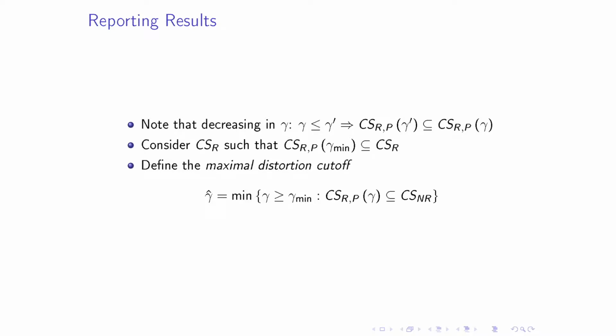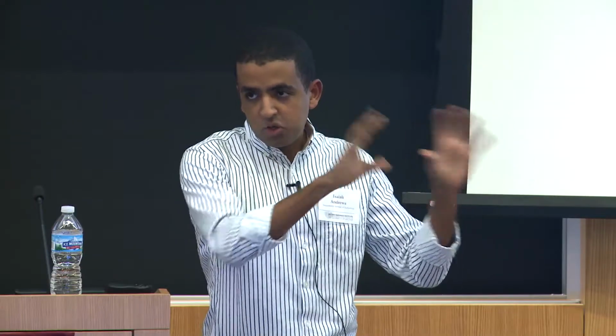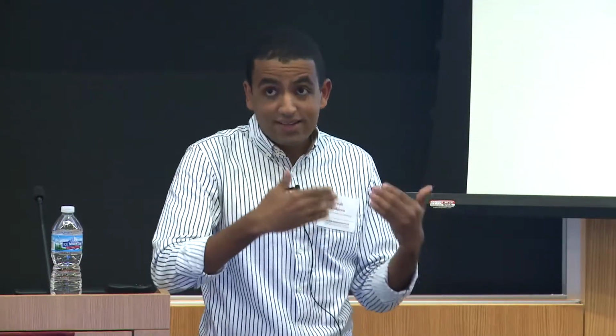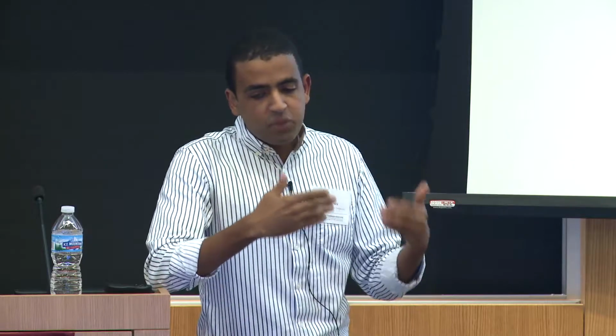I'll define the maximal distortion cutoff, gamma hat, to be the smallest gamma such that the preliminary confidence set for that gamma is contained in the non-robust one. So you can think of this in terms of the two-step confidence set setup that I've been using. This is the smallest level of coverage distortion I would need to be willing to accept to use the non-robust confidence set for this realization of the data.